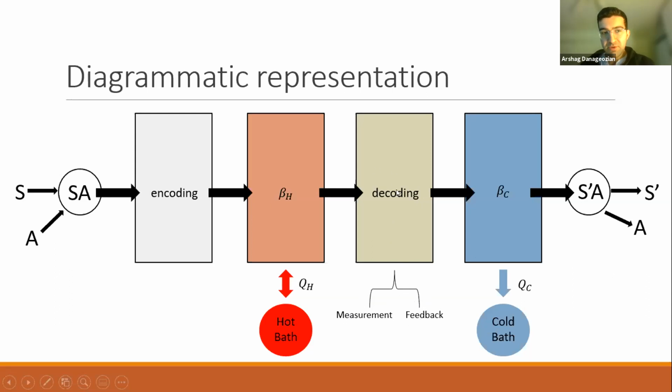Afterwards, so that you can recycle the ancilla system, you have to pass it through a cold bath to get back the initial state. And hopefully the final system state will be as close as possible to the initial system state. We want that, remember, because we're doing quantum error correction. We're not necessarily extracting work.